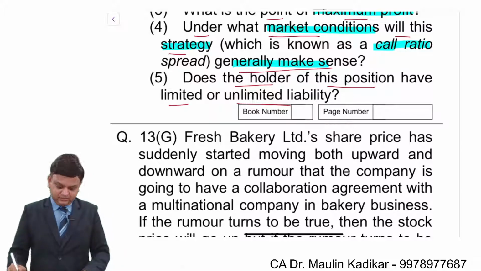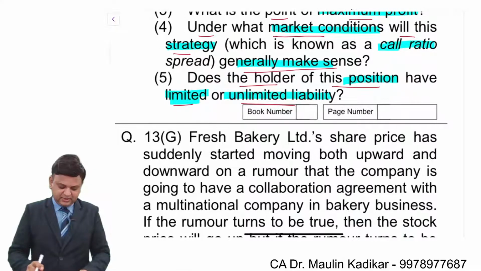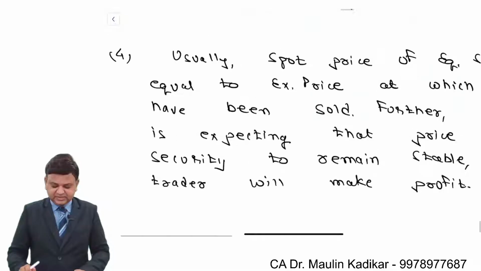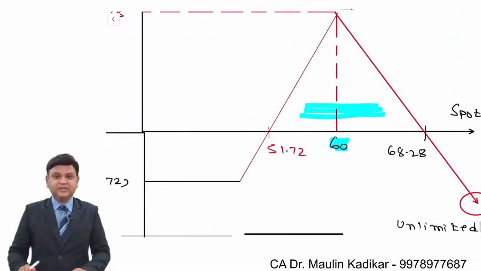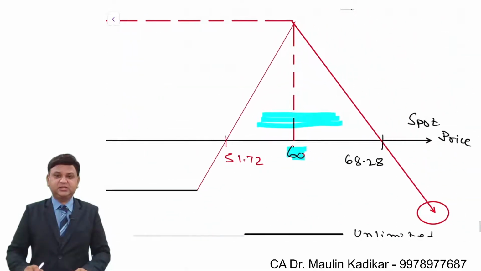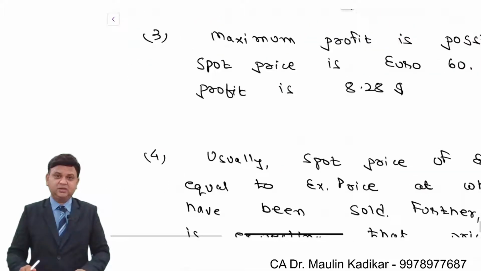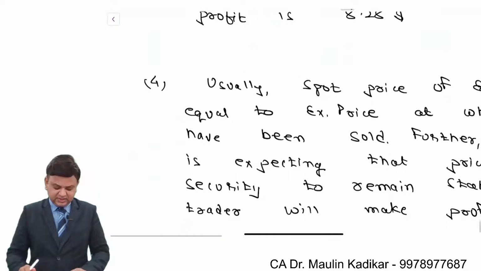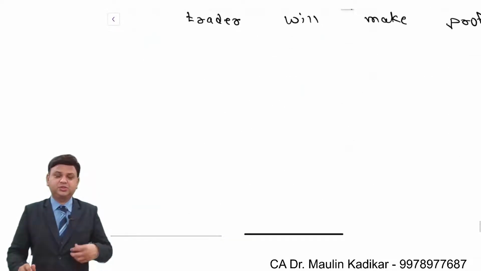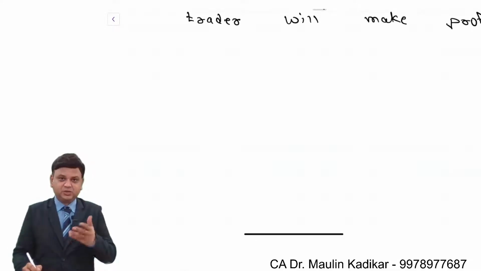Question number 5. Does the holder of the position have limited or unlimited liability? We can see that if the price of the security substantially increases, then the loss will increase substantially. And there is a possibility that you will have a huge loss. So this strategy has unlimited profit potential and unlimited loss potential.